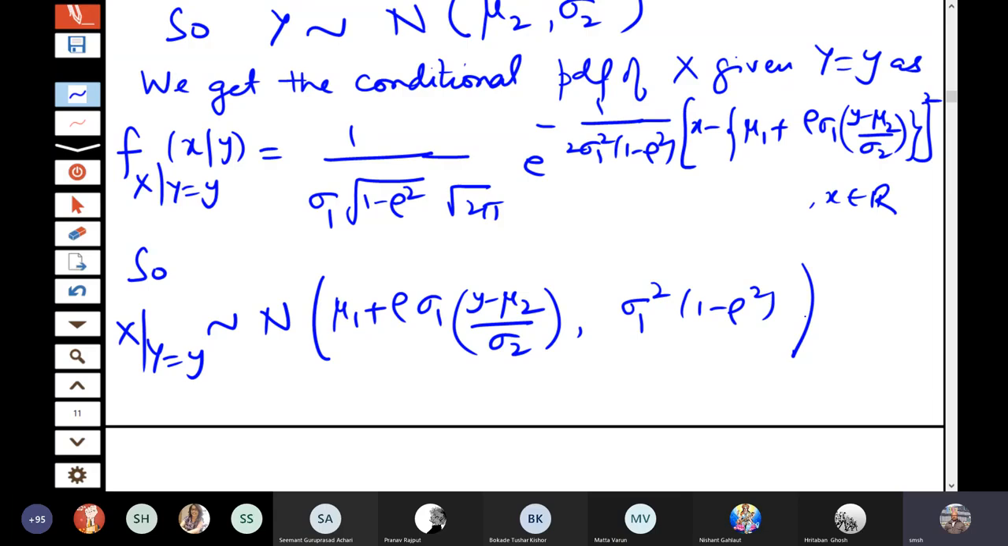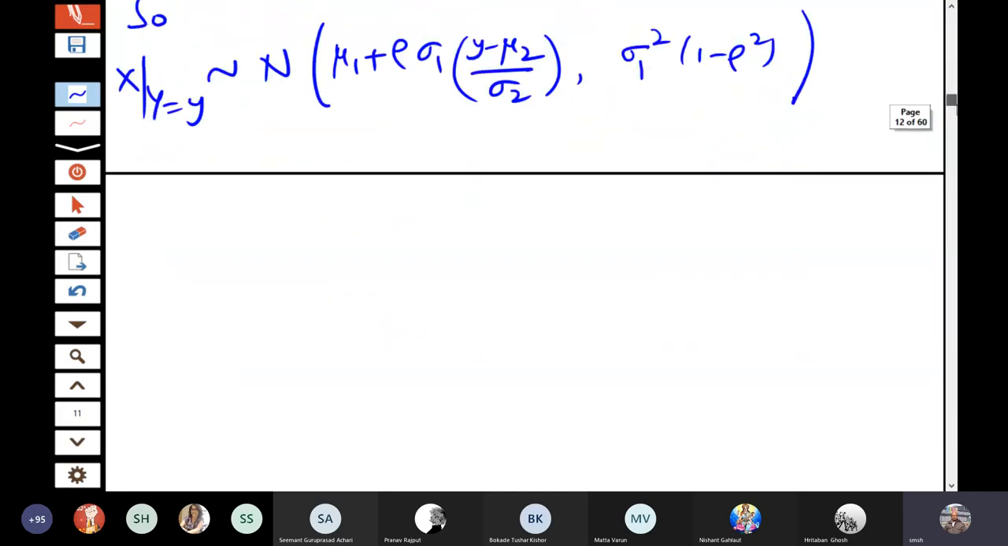And similarly, if I consider the marginal distribution of Y as univariate normal and the conditional distribution of X given Y as univariate normal, then by combining the two, you will get the joint distribution of X and Y as bivariate normal. So again, you get a necessary and sufficient condition for a jointly distributed random variable to have a bivariate normal distribution.